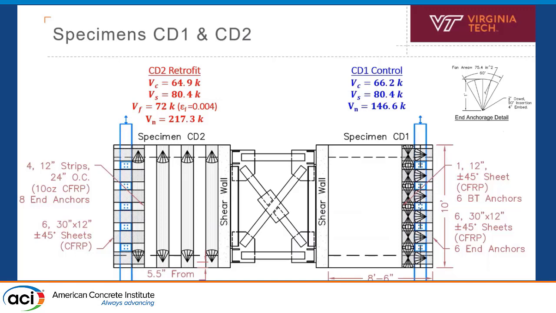Some nominal capacities there. So you've got Vc and Vs. That's your shear capacity of your concrete and steel. That sums up to about 150. And then you run over to CD2. So what do you got here?